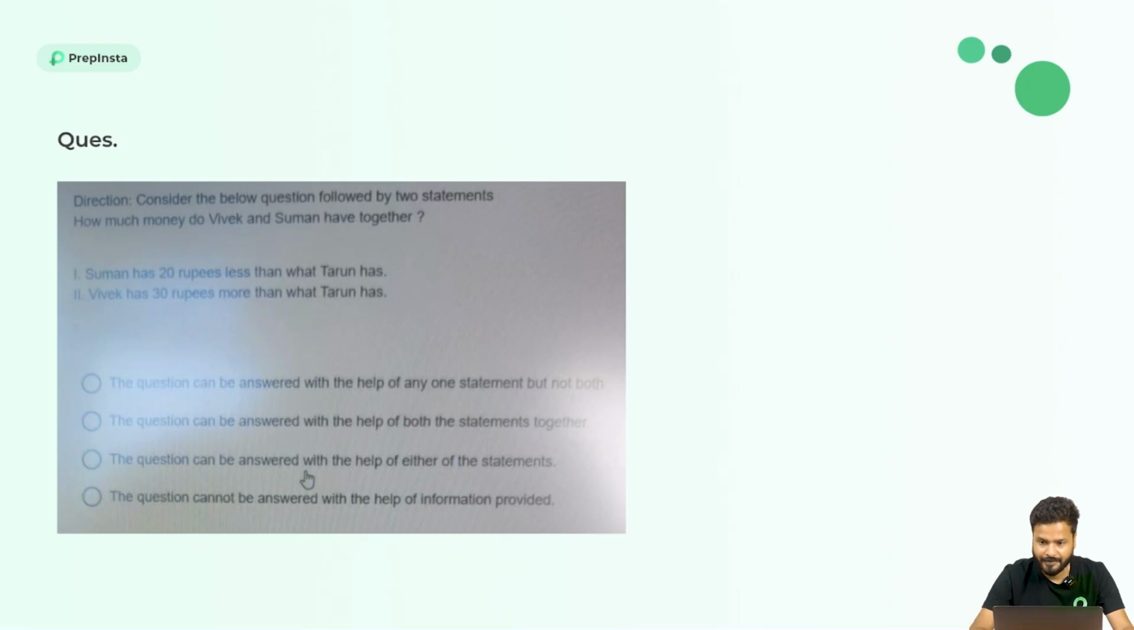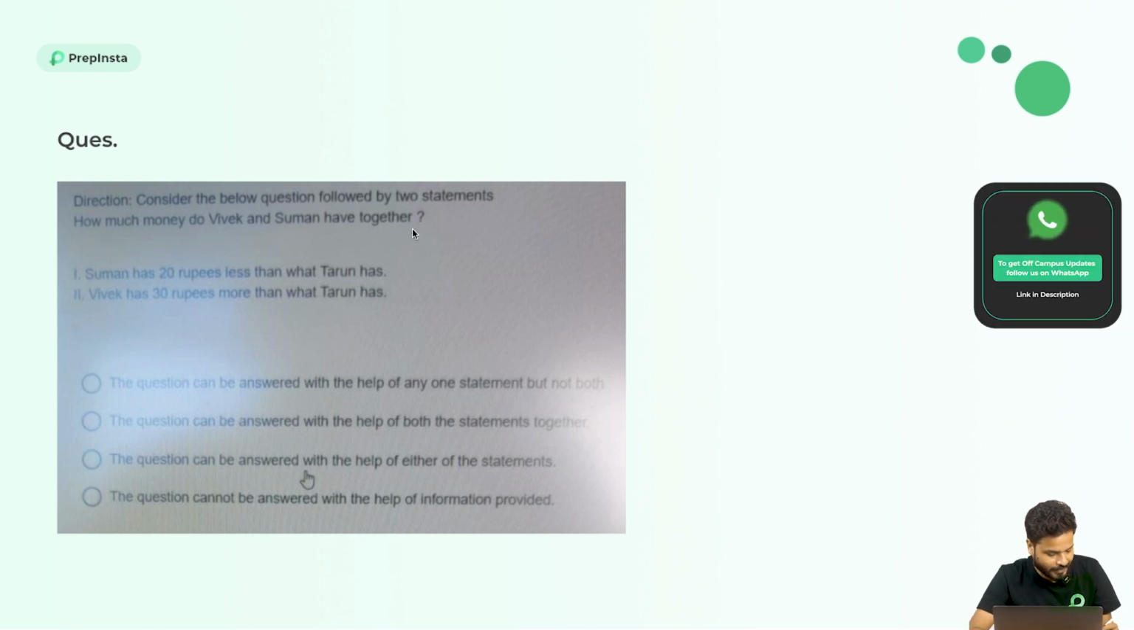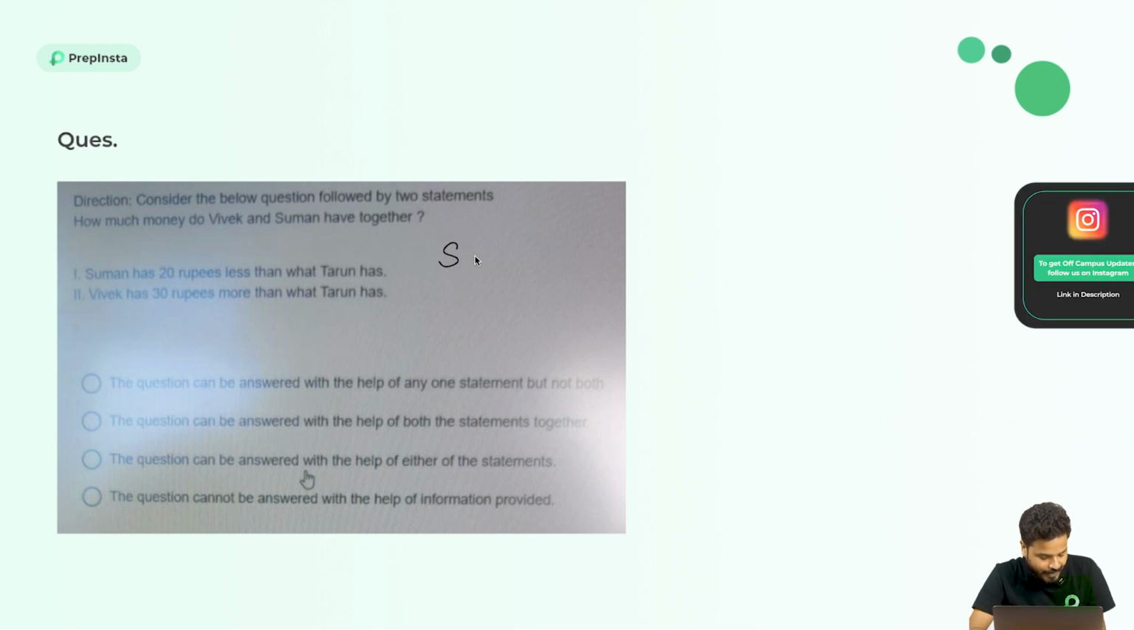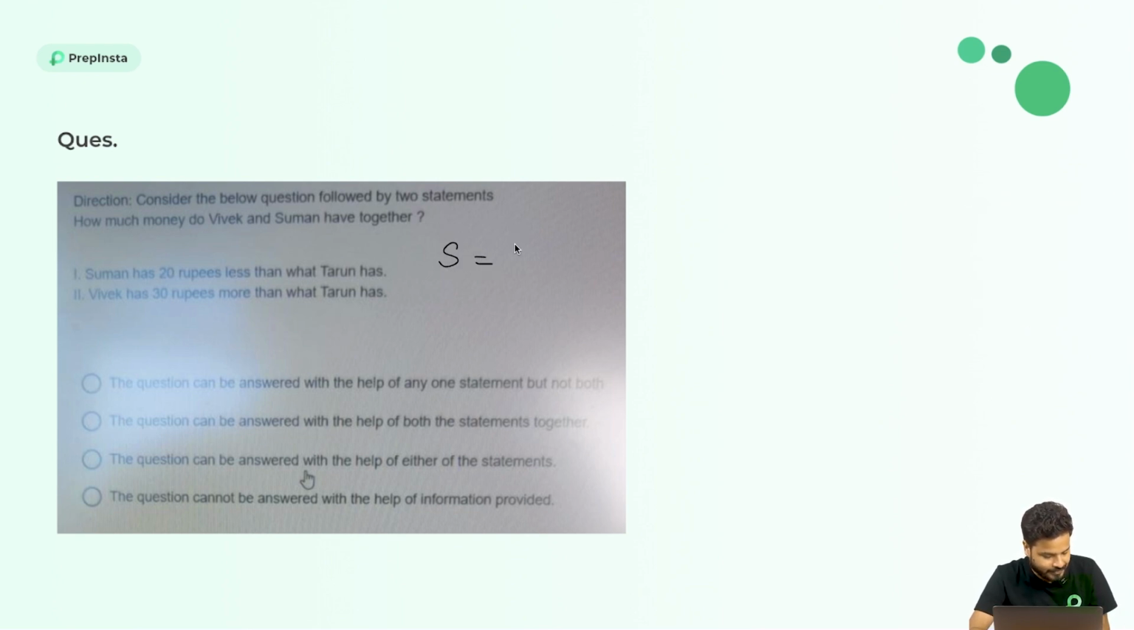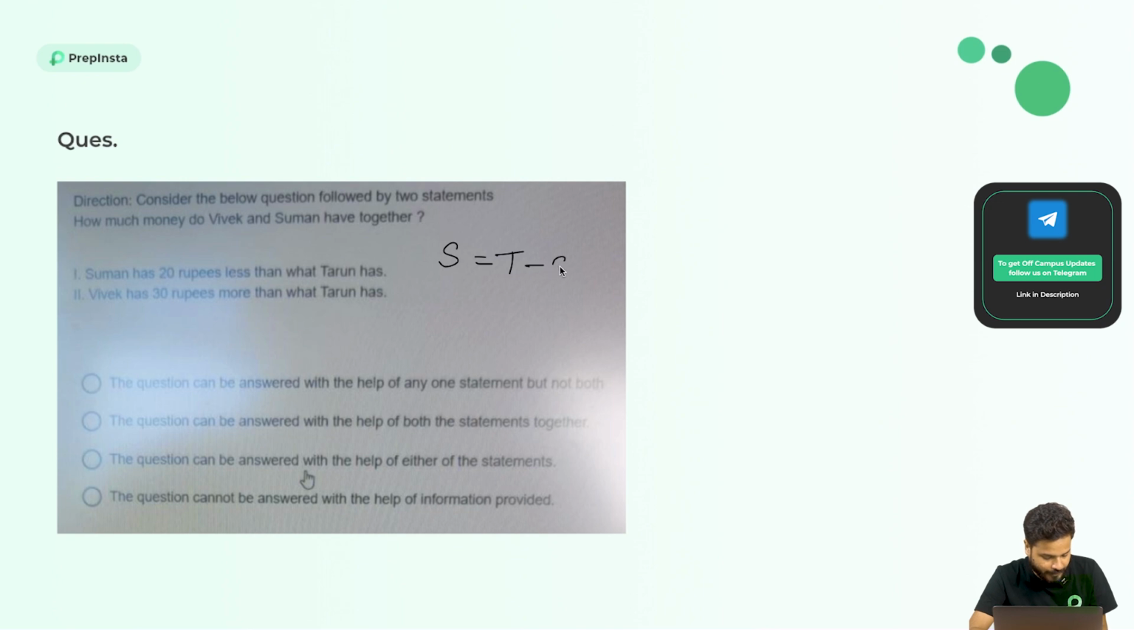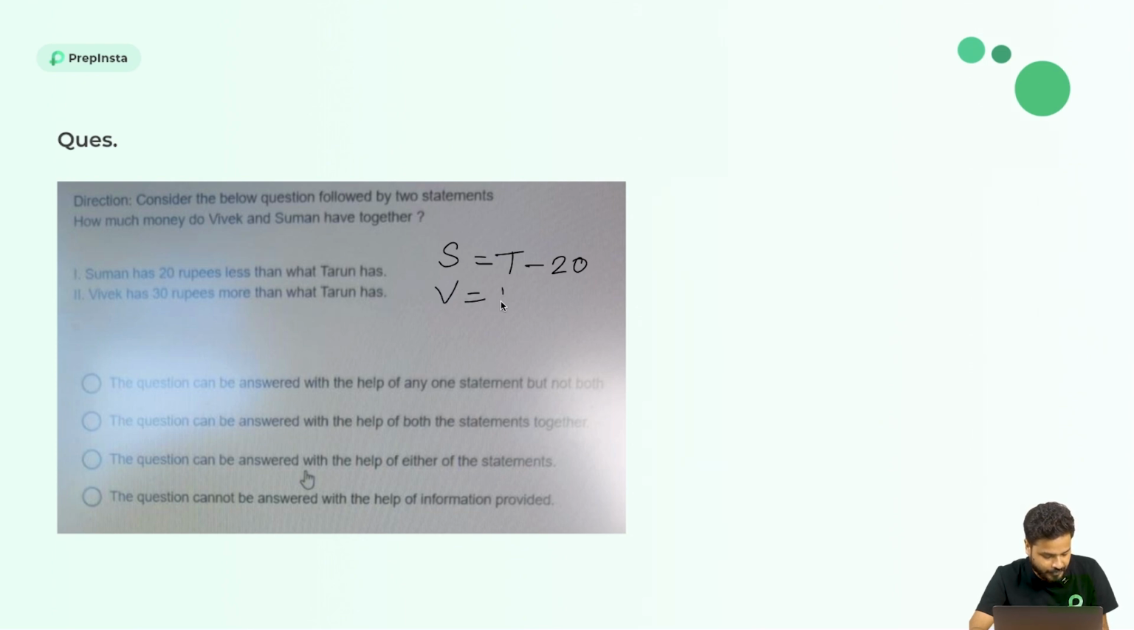Okay, so guys, let's get back to the question from here again. I believe you guys would be able to solve this question now. So I have to form equations. See, consider the below question followed by the two statements. How much money do Vivek and Suman have together? Suman has 20 rupees less than what Tarun has. So Suman has Tarun minus 20. Vivek has 30 rupees more than what Tarun has. So Vivek is nothing but Tarun plus 30.